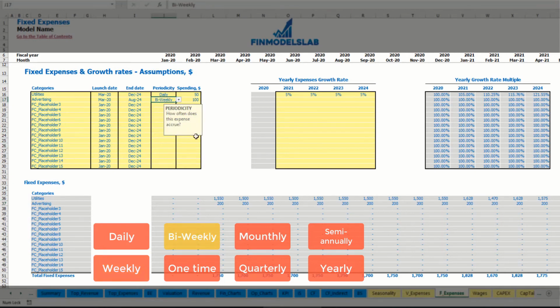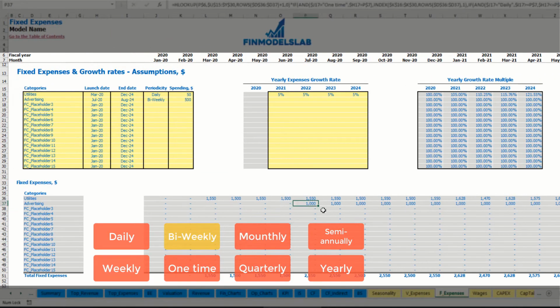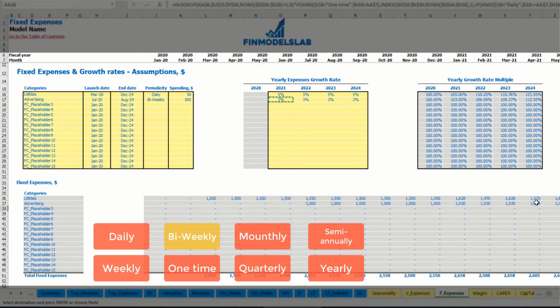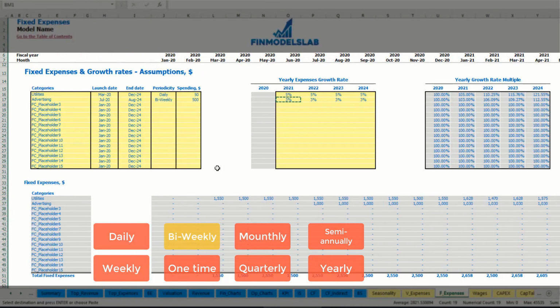Another option is bi-weekly. For example, $500. You can start from July, for example, and you'll have 2 biweekly payments within the month, $500 multiplied by 2, you have $1,000 per month. Again, you can input some growth rate and you will see that your advertising expenses will grow year over year till August 24, which is the last date of this expense type.